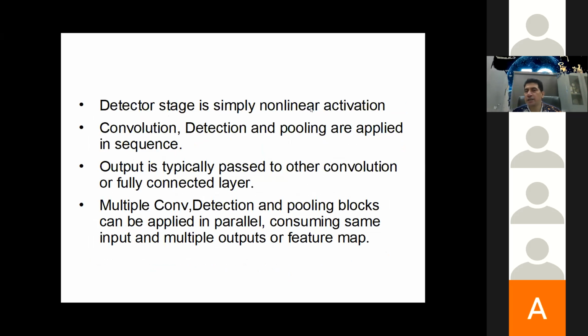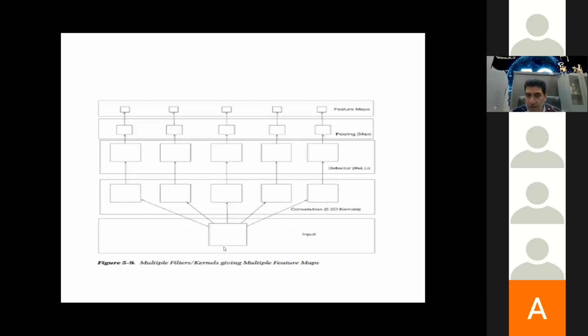Detector stage is usually a simple nonlinear activation. Convolution, detection, these are usually applied in a sequence. Output is typically passed through the convolution or fully connected nets, and this combination is applied in parallel, consuming the same input, multiple outputs. Means what? If I have to extract multiple features from the same input image, multiple features, and give the output and extraction of this from there. This is given to the multi-layer perceptron at the output.